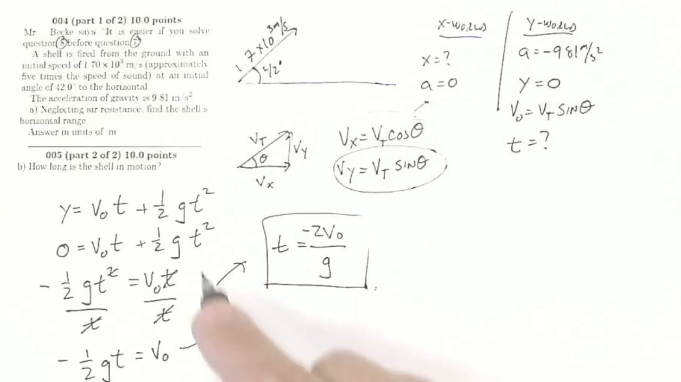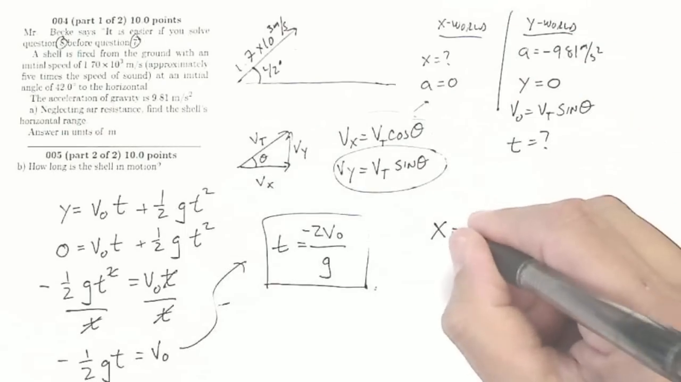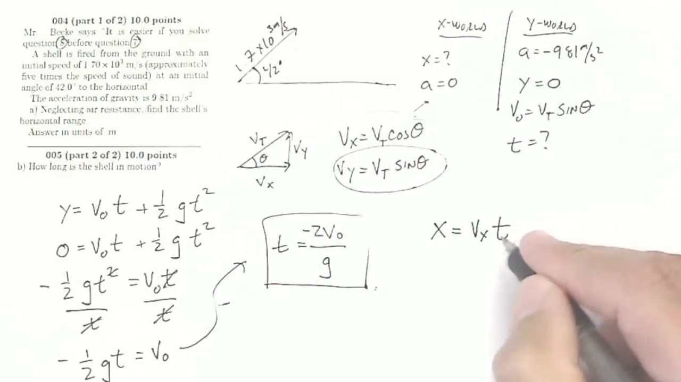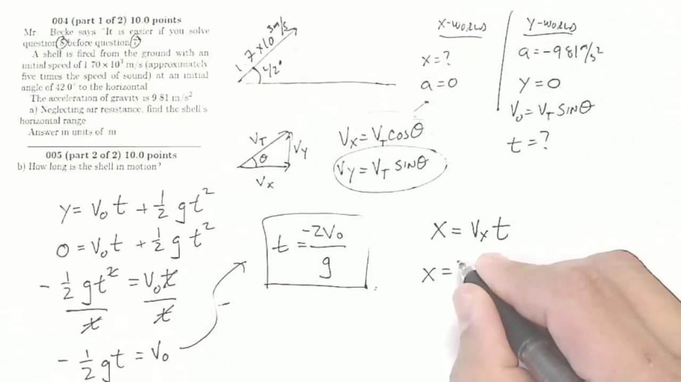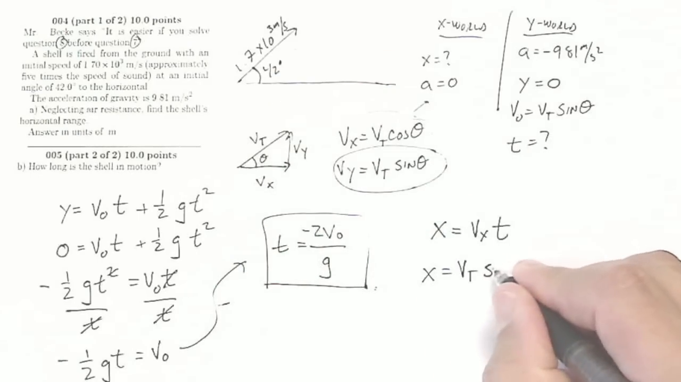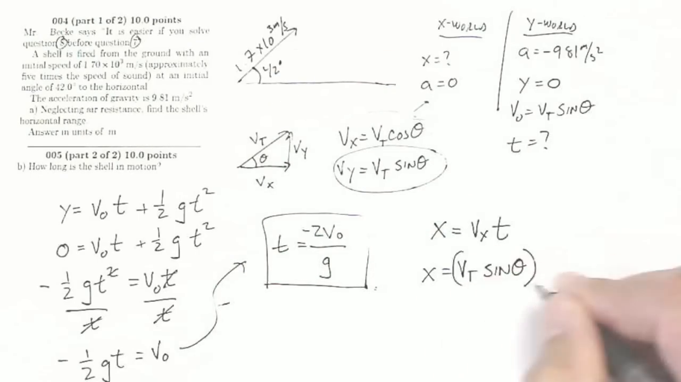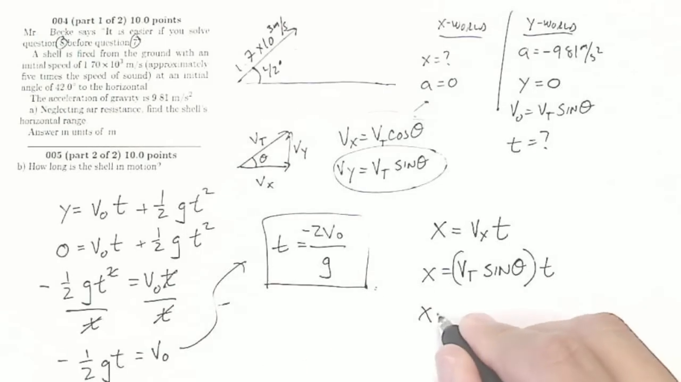Once I know the time, now I can go back and find the shell's horizontal range. Now that becomes an easy problem because the shell's horizontal range is just my x. So here in the x world, my displacement will be my velocity in the x world times my time. Since I know my time, I'm good here. My velocity in the x world is my total velocity, this 1.7 times 10 to the third, times the cosine of theta, cosine of 42, times the time that I just figured out over here. So this will give you your horizontal range.